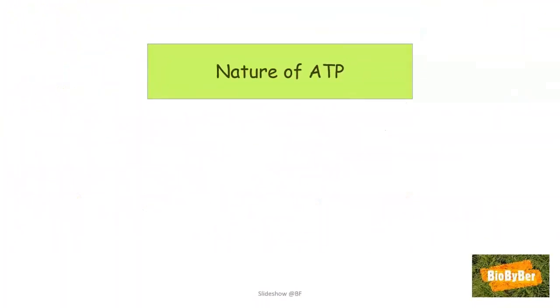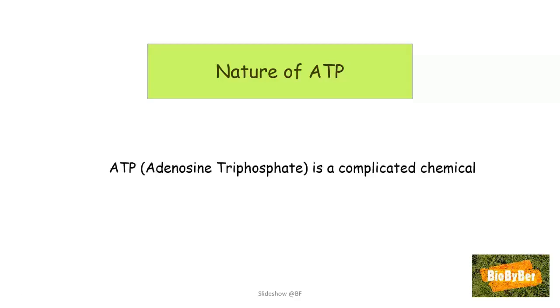Let's go. What is the nature of ATP? Well, ATP is an acronym or an abbreviation for a complicated chemical called adenosine triphosphate. You can see A for adenosine, T for the tri, and P for the phosphate, ATP. The bad news is, though, you are expected to remember the word adenosine triphosphate because it is actually mentioned on the syllabus.